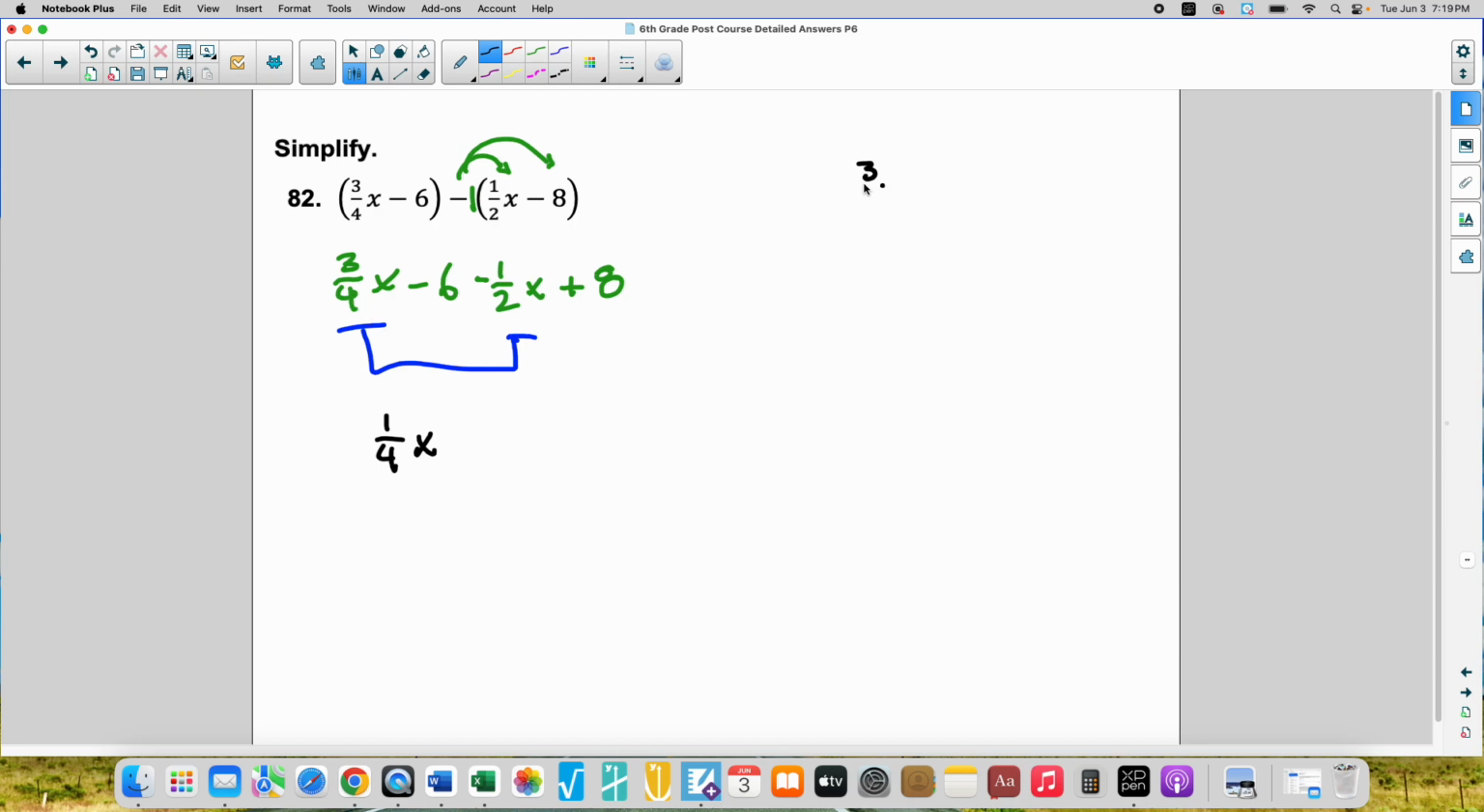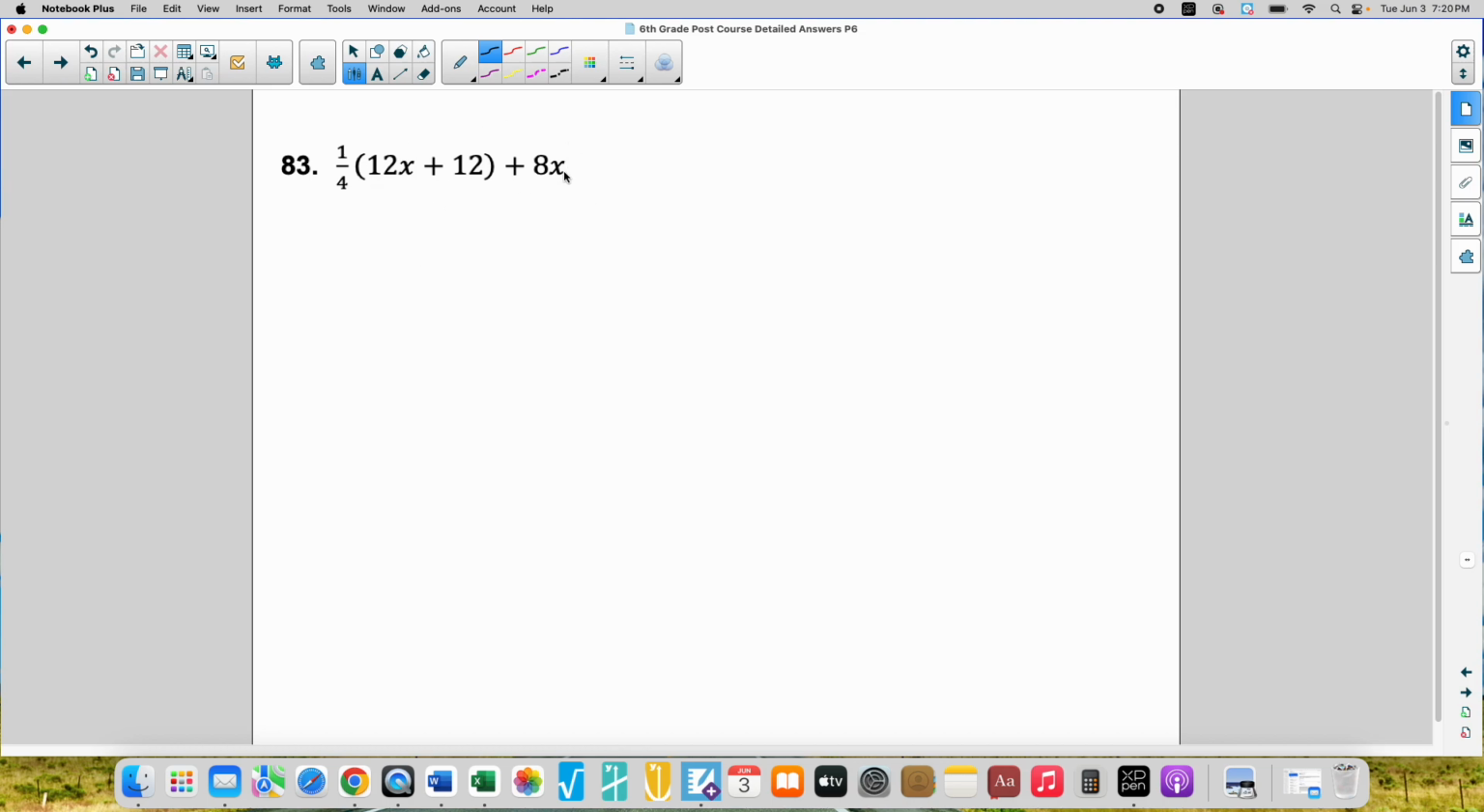Hopefully you know that 3/4 x minus 1/2 x, we get a common denominator of fourths. And so 1/2 is equal to 2/4, so 3/4 minus 2/4 is 1/4 x. And then we have our other group of like terms, the constants, and that's going to give us +2. So that simplifies to 1/4 x plus 2. 1/4 x plus 2 is correct.